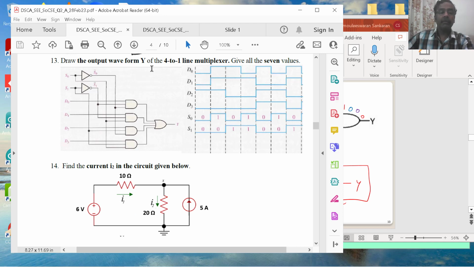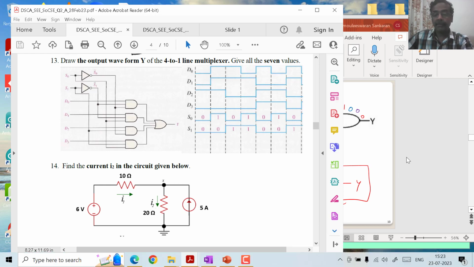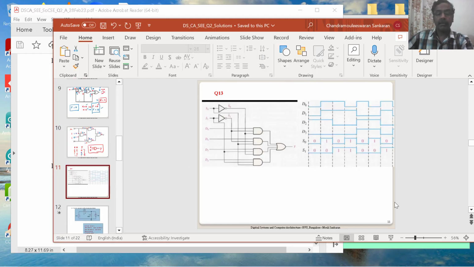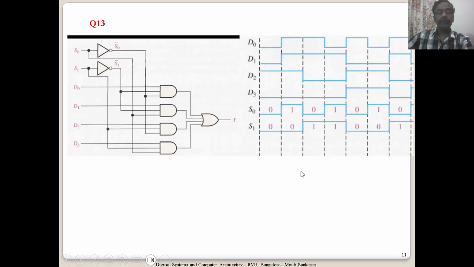Draw the output waveform Y. Okay, this is Y of the 4 to 1 line multiplexer. You should know what is a 4 to 1 line multiplexer first, and then solve this problem. Okay, let us just look at it now. If you are not able to see, this is S0 not, and this is S1 not. So what is S? S is a select input. It's a control input. Okay, control signal.